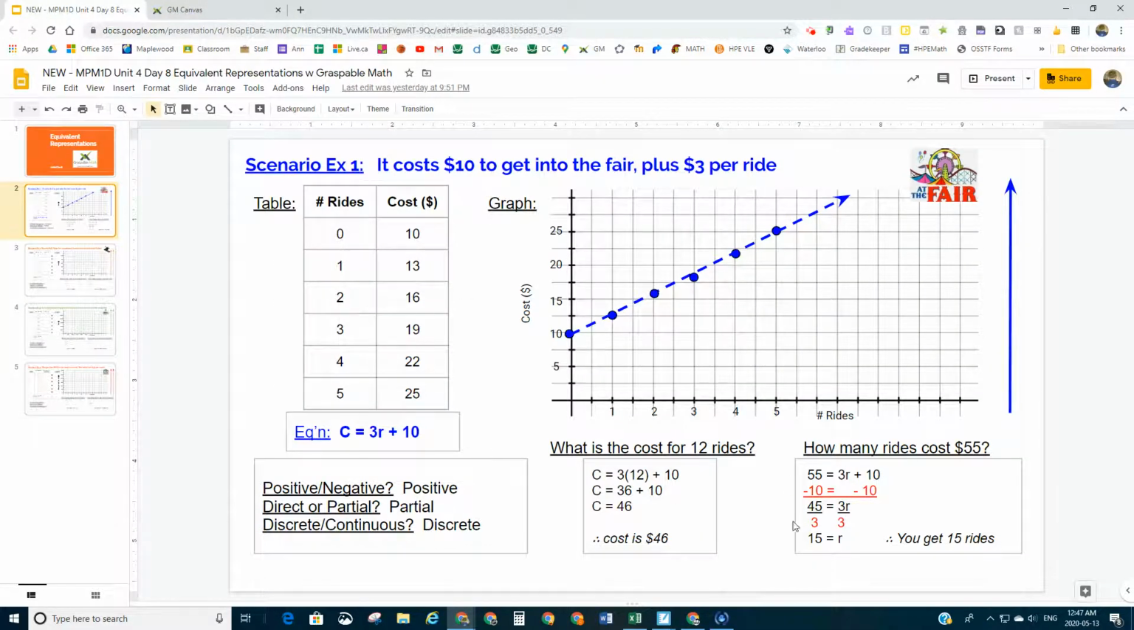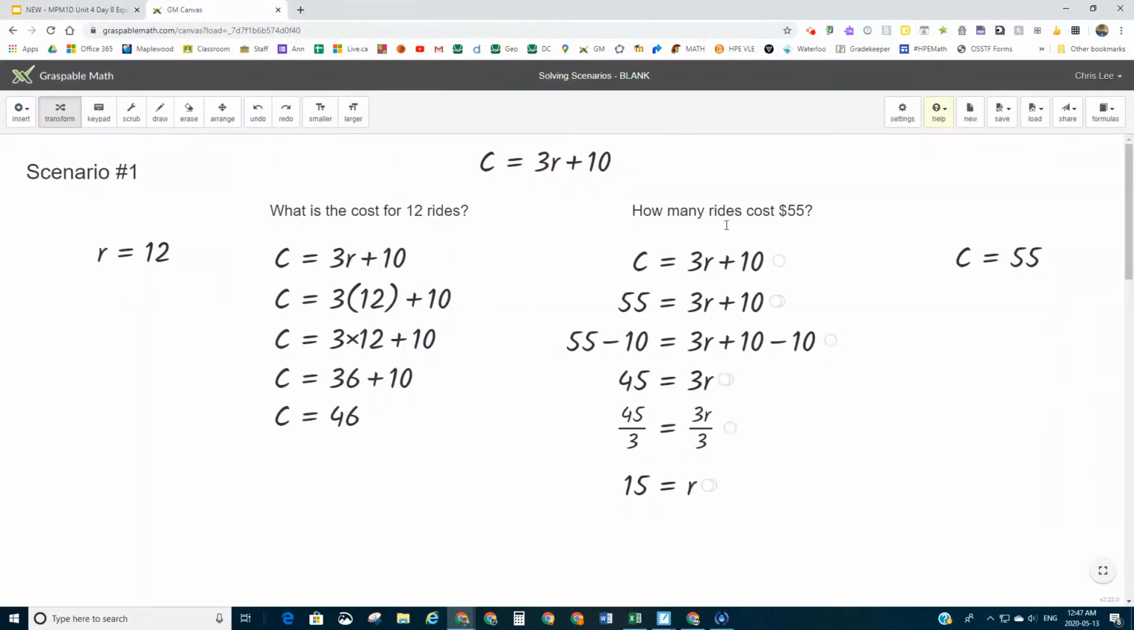But you can see how this was a challenge to actually type out and doesn't quite look as nice as this representation. And I get that the rides, you got on 15 rides for $55. Okay? So this is a great, great tool to demonstrate algebraic steps.